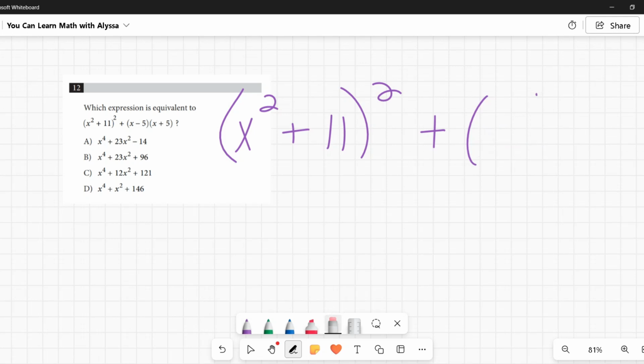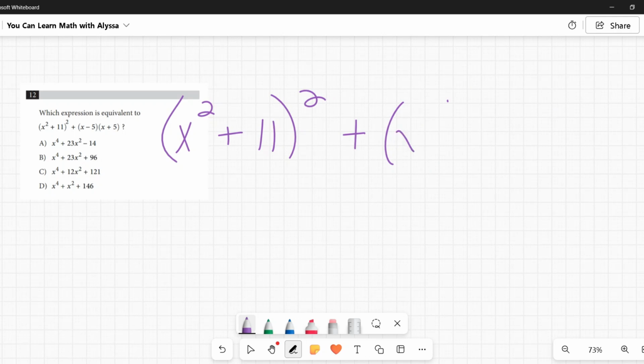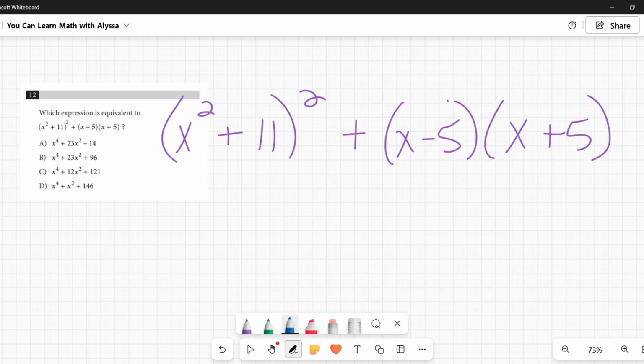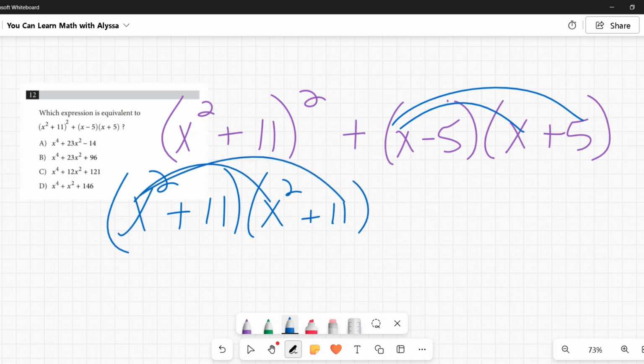Whoa. Stylus went really wonky there. x minus 5 times x plus 5. Now, there is no harm, no foul in using FOIL and distributing and doing the same up here, writing this out as x squared plus 11 times x squared plus 11, and then using FOIL, distributing that way. You'll get the right answer, you'll get the right terms.